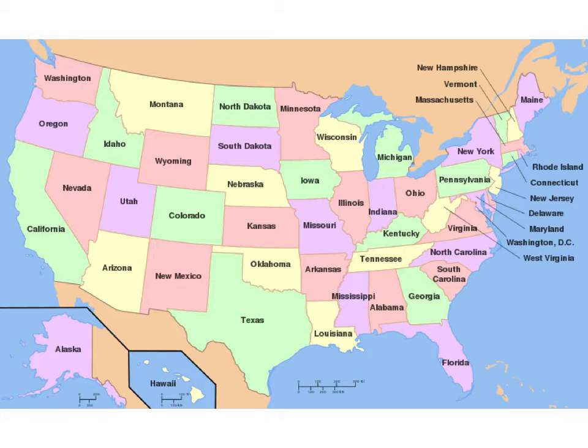Now, in this world history class so far, we've pretty much deliberately avoided the United States and American history because, of course, we're looking at things from a world perspective. However, after World War II, the United States becomes a really big deal, and in fact, it becomes a superpower.